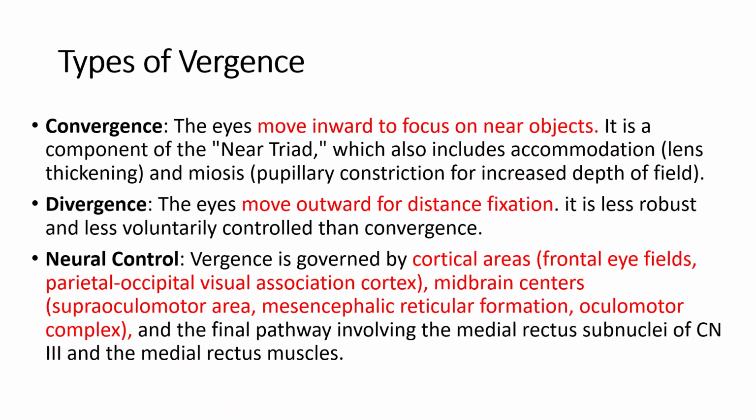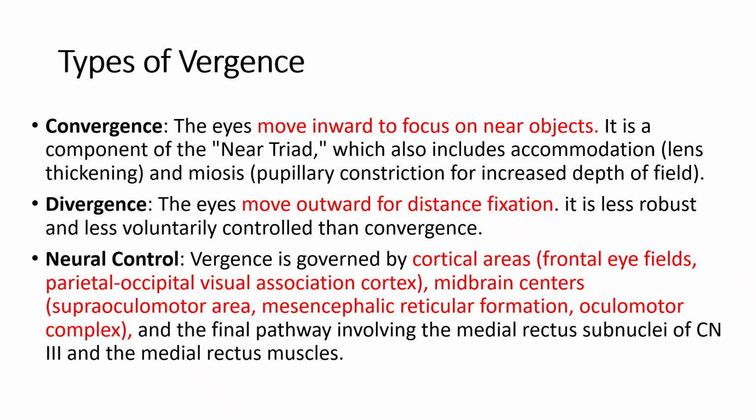Neural control. Vergence is governed by cortical areas like the frontal eye field and parieto-occipital visual association cortex, midbrain centers like the supraoculomotor area, mesencephalic reticular formation, and oculomotor complex, and the final pathway involving the medial rectus subnuclei of the third nerve and the medial rectus muscle.